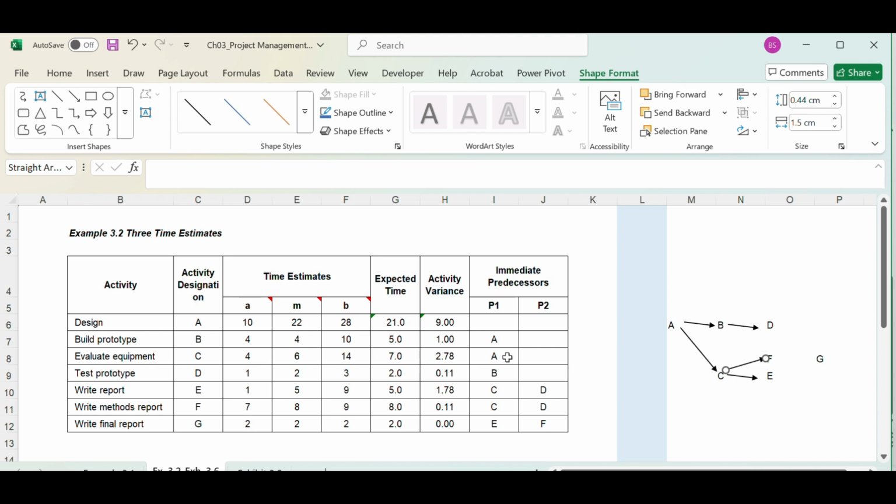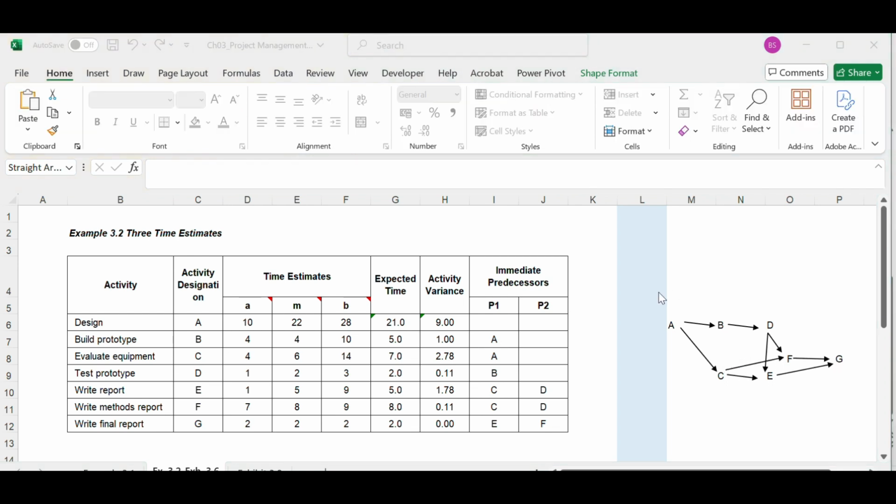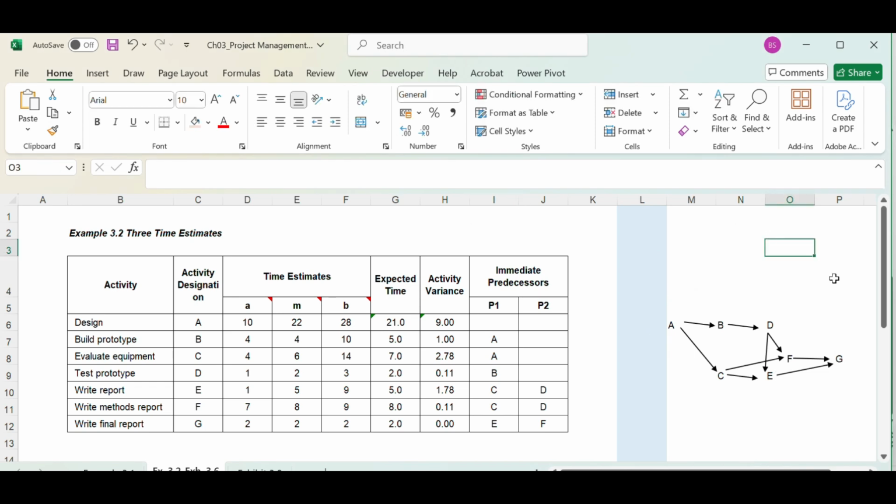C has a predecessor. Sorry, E has a predecessor, C and D. C and D are the predecessors for E and F, right? Yes. So we can draw a network diagram like this for this question, this table.